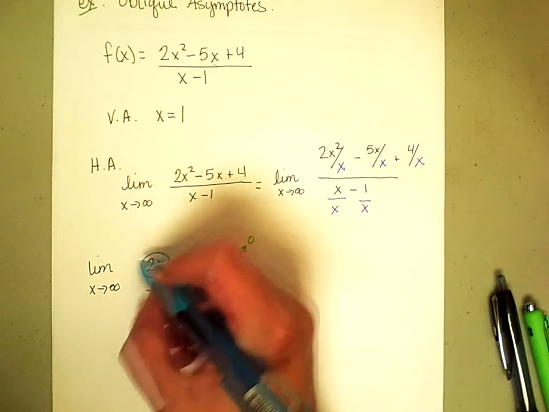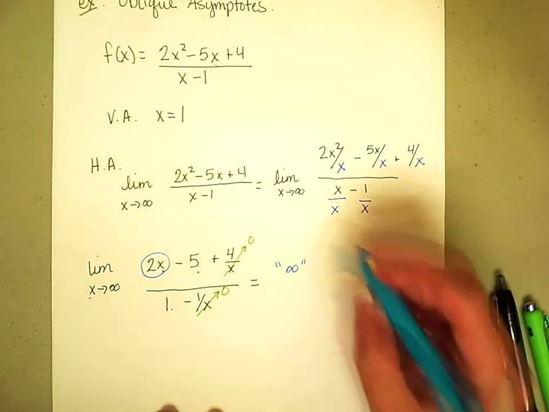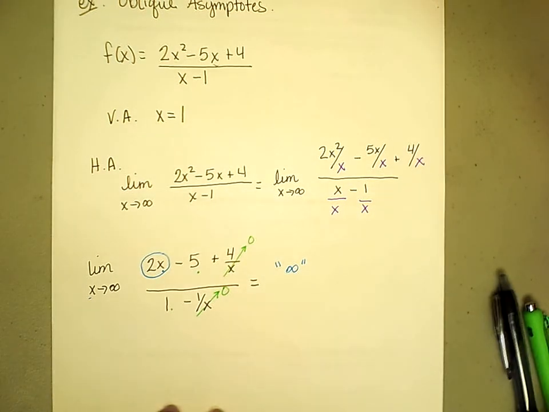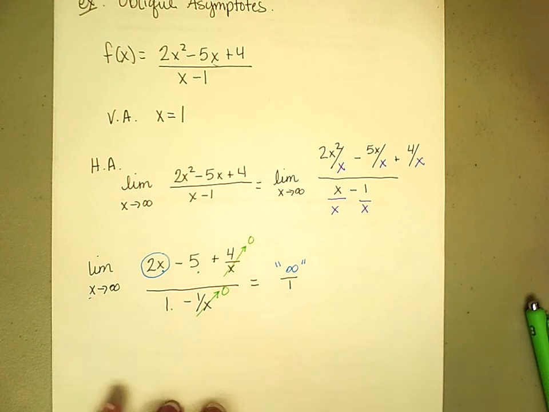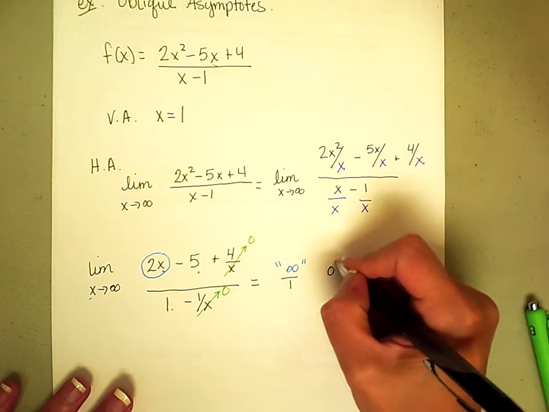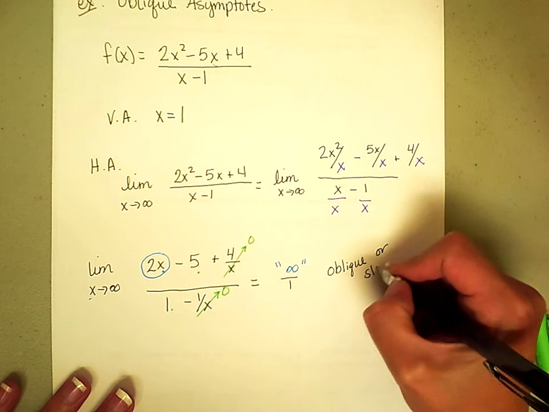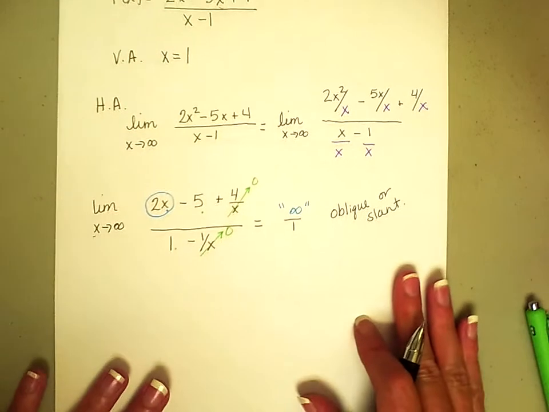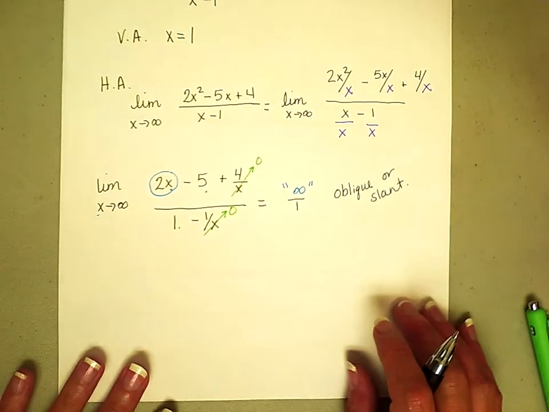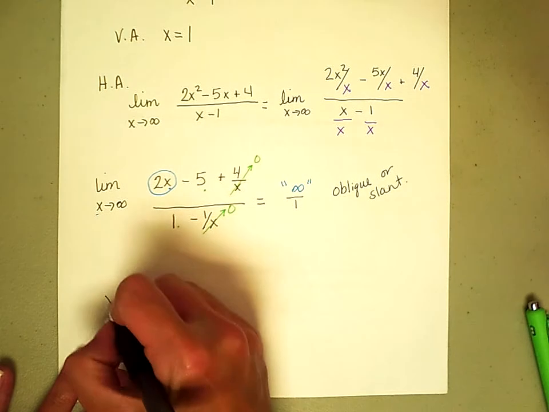But the problem becomes here: if we let x go to infinity, we're still talking about some type of infinity over 1, which we don't know. And in this case, we will end up with an oblique asymptote. Sometimes it's also called a slant asymptote. Some of you may remember how we find these from college algebra: we're going to have to do the long division.